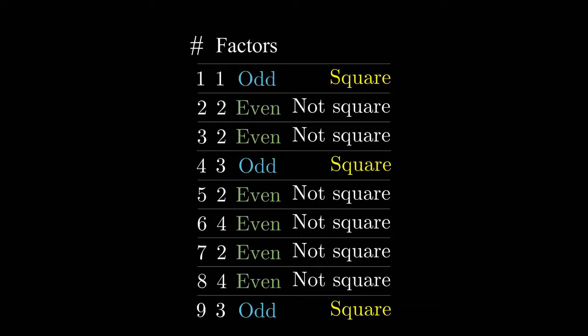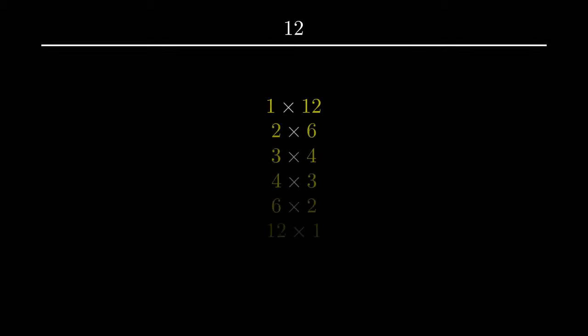12 isn't a square number, so it should have an even number of factors. We can find 12's factors by writing out all the ways we can multiply two numbers to get 12. The bottom half is just the top half but reversed, so we can ignore those. There are three ways left that we can make 12.